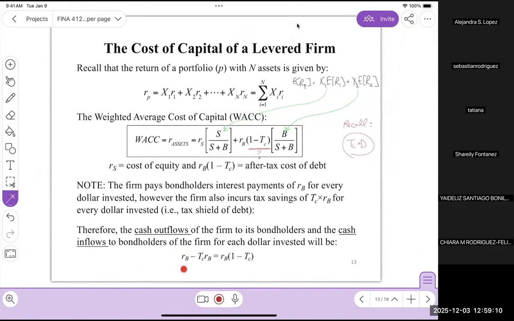For every dollar invested, this is paid out, but then this is saved. So this offsets what we owe to bondholders, just like TCD did here, now it's TCRB. And this is where this term comes from, okay? And I explain it here. Because TC is always a number between 0 and 1, this is always going to be a fraction. So this is going to be even smaller.